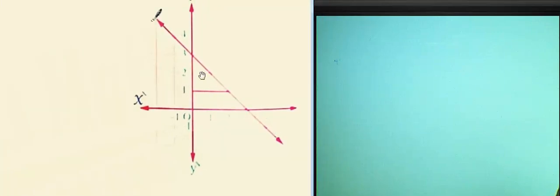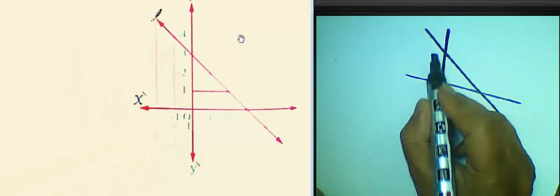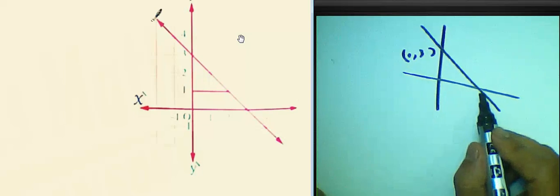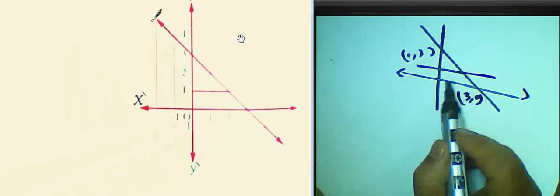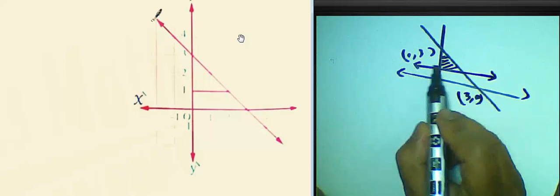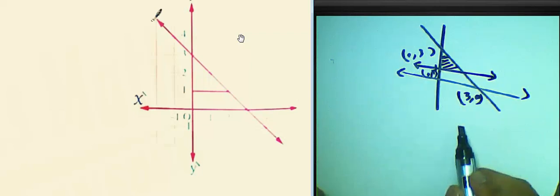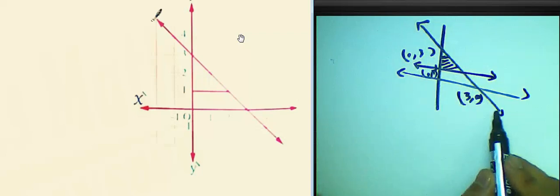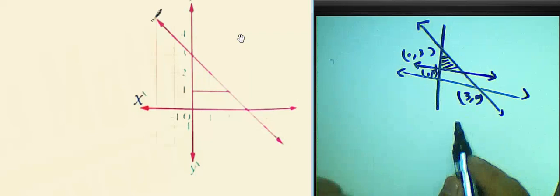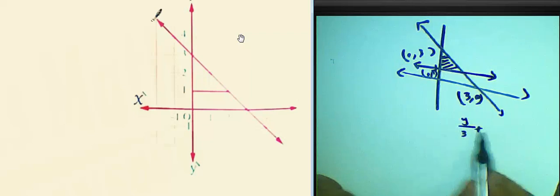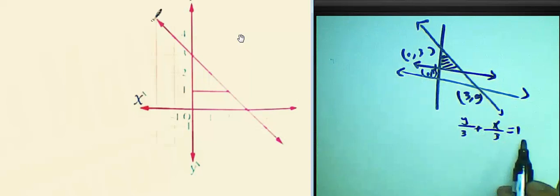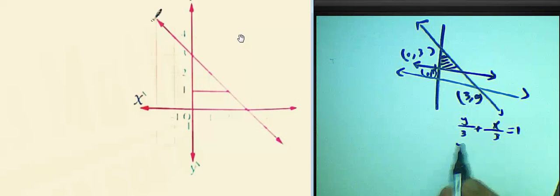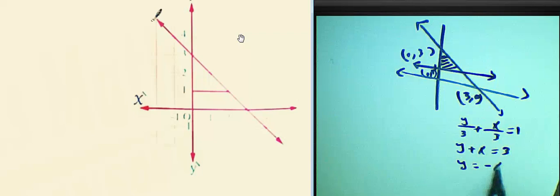We have a straight line intersecting the y-axis at the point 0 and 3, and intersecting the x-axis at the point 3 and 0. We want to find this area cut at the point 1, here 0 and 1. To find the area, you must find the equation of the straight line. It cuts the axes at 3 and 3. We can write y over 3 plus x over 3 equals 1. Multiplying by 3, it will be y plus x equals 3, then y equals negative x plus 3.